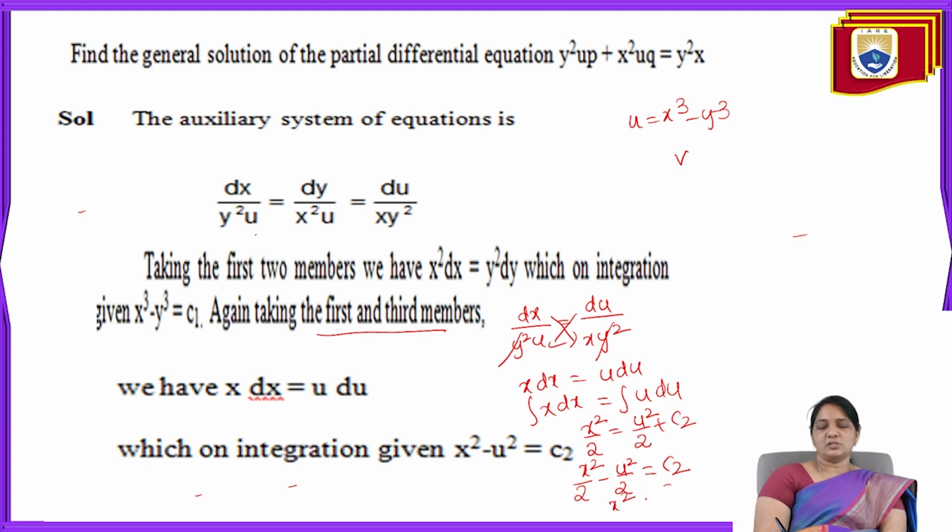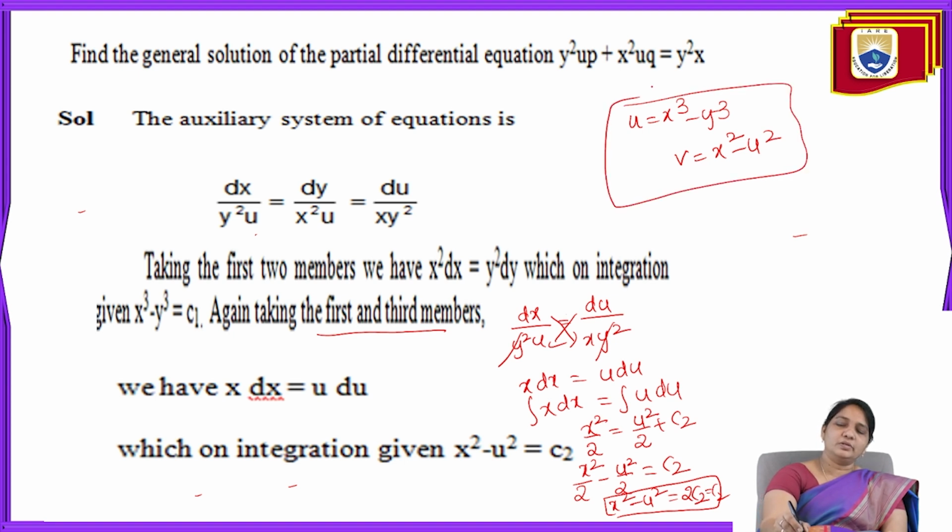So finally this is x square minus u square equal to 2c2, that is c2. So this is x square minus u square equal to c2. This is the second solution, v equal to x square minus u square. So this is the first solution and this is the second solution.